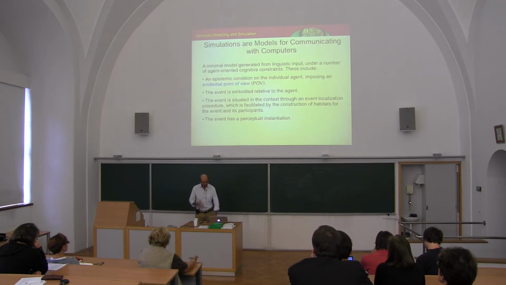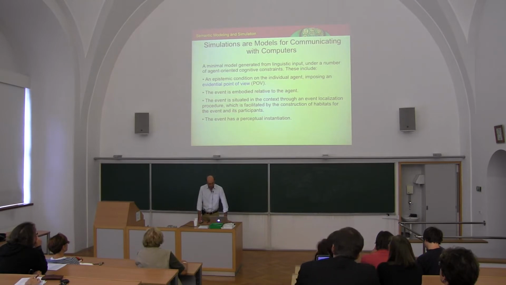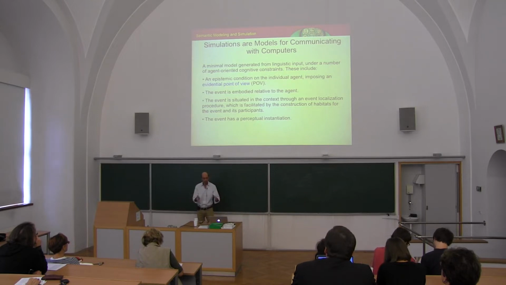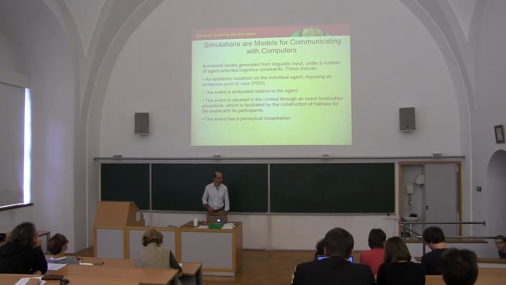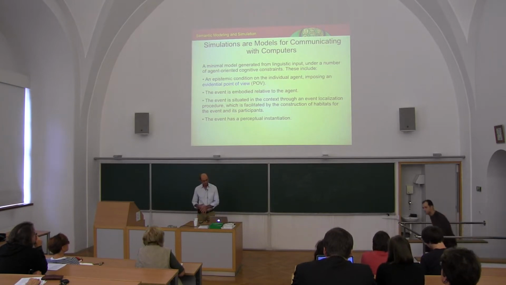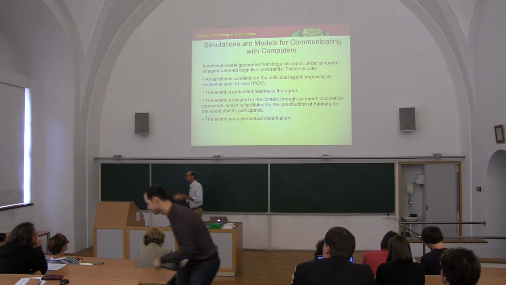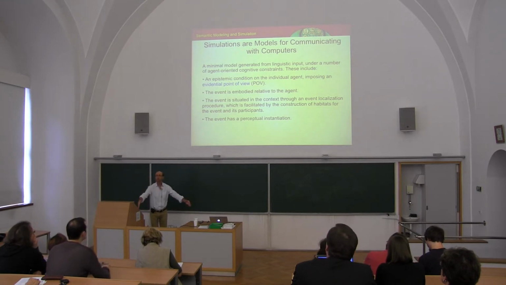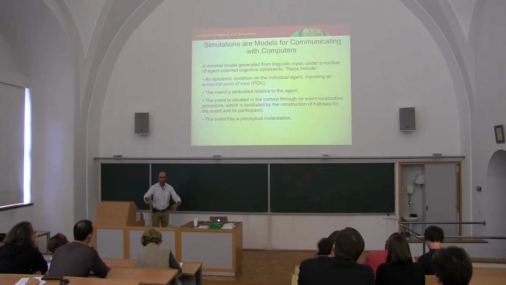Okay, so what I want to start now is to build up what we want a simulation to have as properties. It's going to basically be a minimal model, which we're going to generate from linguistic input, and we're going to add to that not just linguistic but also gestural and other things, under a number of agent-oriented cognitive constraints. These are going to be an epistemic condition on the agent, so we're going to have a point of view. So we're going to imagine that a simulation is not just a top-down, bird's-eye, God's-eye view of the world. You can do that.